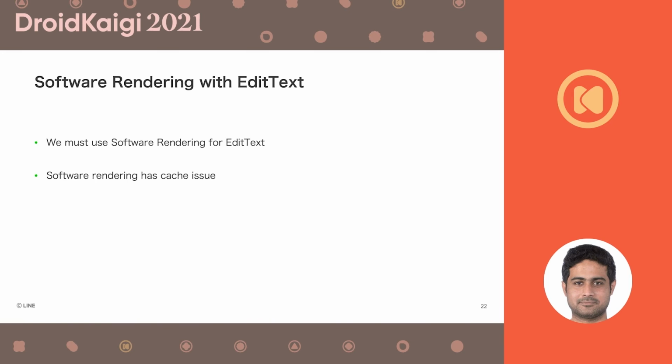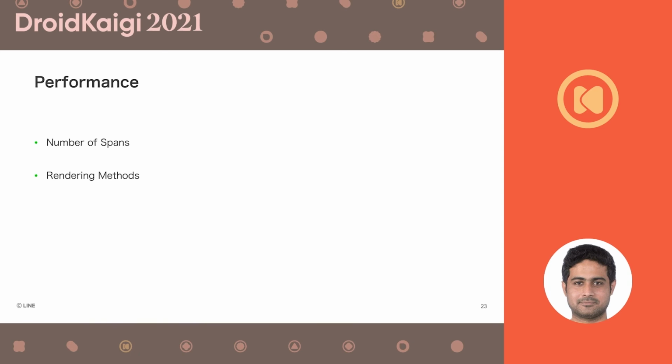Okay, so we must use software rendering for edit text, but software rendering has a cache issue. So similar solutions to what we applied to TextView, we can apply here. We can limit the height of the edit text, or we can assign a max number of lines so that only 3 or 4 lines can be displayed on the screen. In doing so, we can save our cache here. Okay, now we have implemented the animation emoji here. Now let's discuss the performance part.